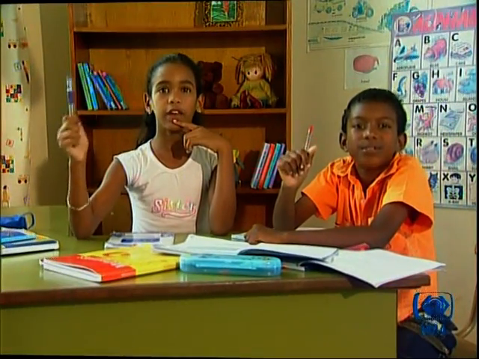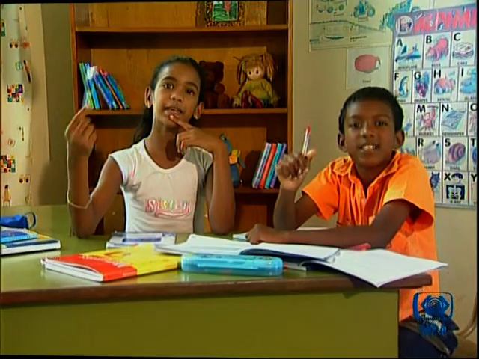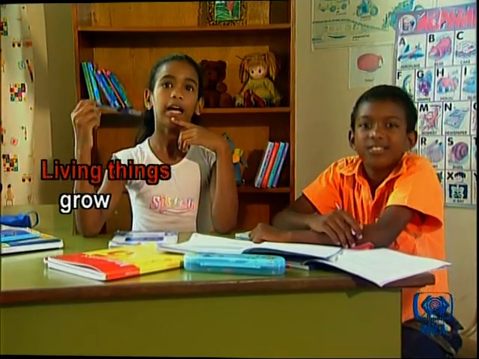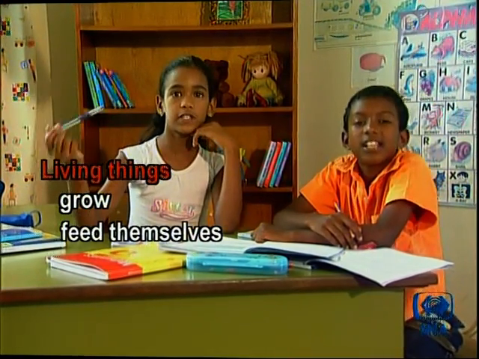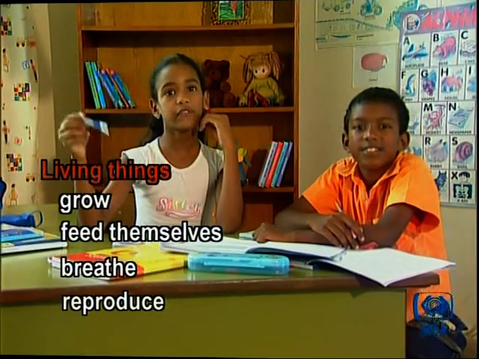Let us see if our young friends have understood what a living thing is. Tony, Rina? Yeah, we've got it. It's very simple. Living things grow. Living things feed themselves. Living things breathe. And living things reproduce. Well done, children. You've got it perfectly right.